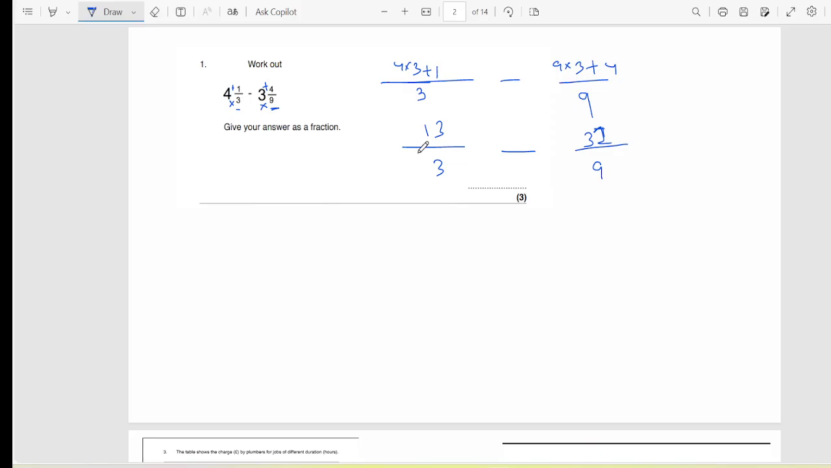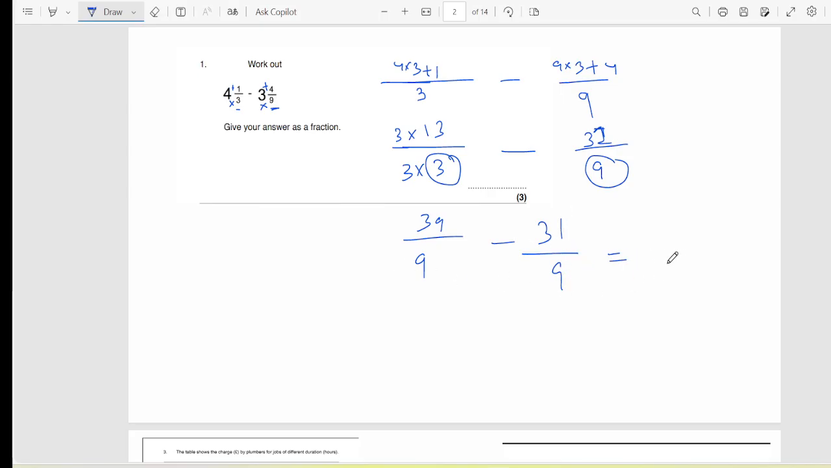Now the denominator is not common, so we cannot subtract or add them. Here we have to subtract, so we can't. We need to first make the denominator the same. So I can multiply it by 3 and I'll get the same, right? To keep the balance, multiply the numerator by the same number. So now you will get 13 times 3, 39 over 9 minus 31 over 9.